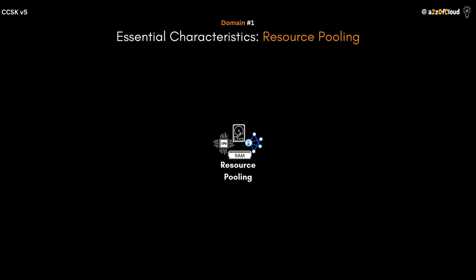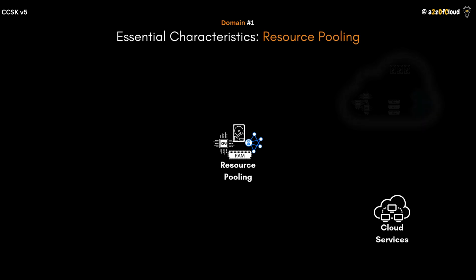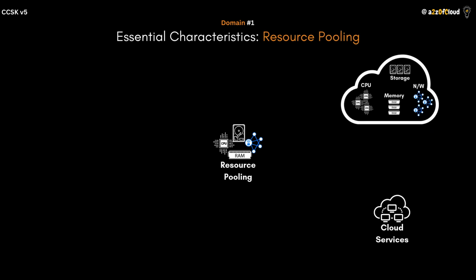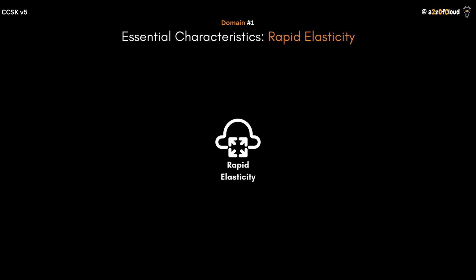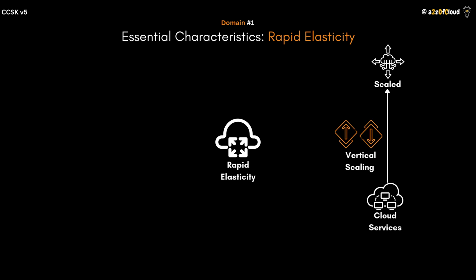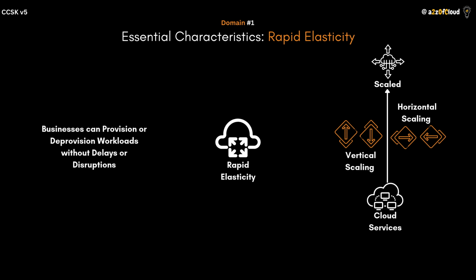Resource pooling. Cloud services are provisioned by consuming resources from pooled computing resources like storage, processing, memory, and network available in the cloud infrastructure. Rapid elasticity. Cloud services can be scaled vertically or horizontally in response to change in demands. This flexibility allows businesses to provision or deprovision workloads without delays or disruptions.